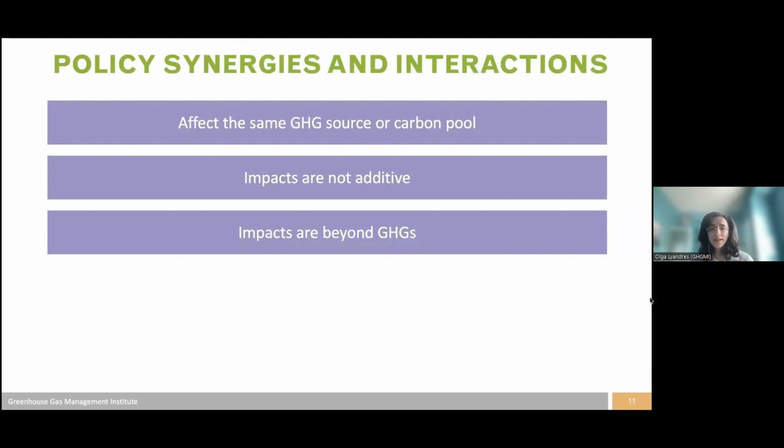So the last step in describing the policy involves identifying policy synergies and interactions. And there could be several different kinds of interactions that are important to consider. One is if this policy and other policies may affect the same greenhouse gas source or carbon pool. Another type of interaction is if the impacts from the policy you selected for assessing and other policies or activities lead to an effect that would be more or less than if you were just to implement these two policies independently. And then also there may be impacts beyond greenhouse gases, environmental or economic impacts in the sustainable development realm.